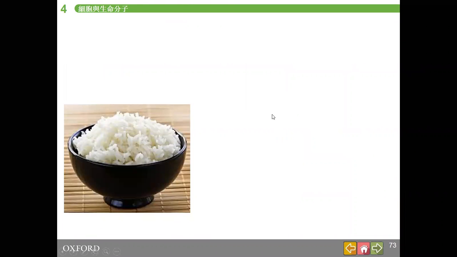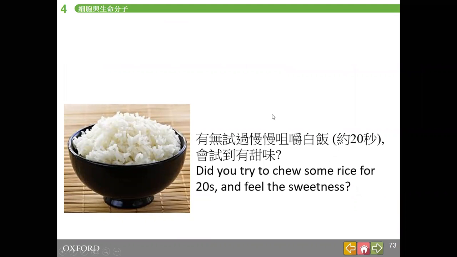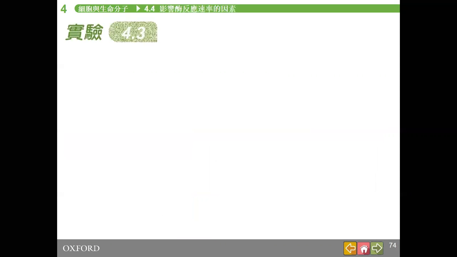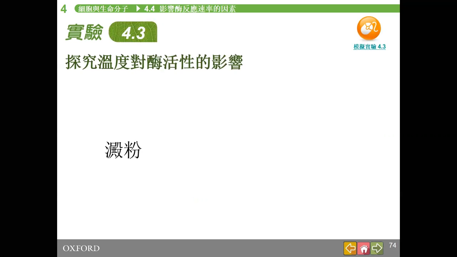好啦，咁就想同大家同學做個實驗啦。返屋企試下攞啖飯，去慢慢咀嚼，可能20秒或者30秒。So try to chew some rice. Put some rice into your mouth and chew for 20 seconds or 30 seconds, and you will feel some sweetness, sweet taste from the rice. Why? So we have an experiment here.